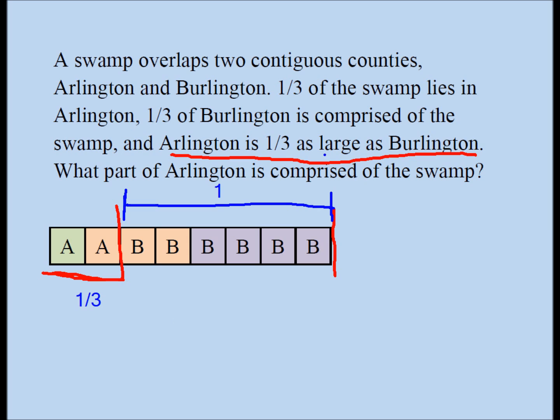Now, the last part of the question says, what part of Arlington is comprised of the swamp? Well, Arlington has 2 squares and one of them is the swamp. So the answer should be half of Arlington is comprised of the swamp. So my final answer is half.